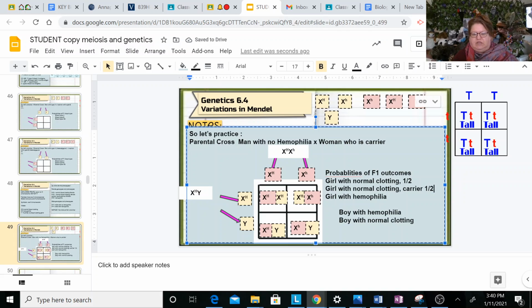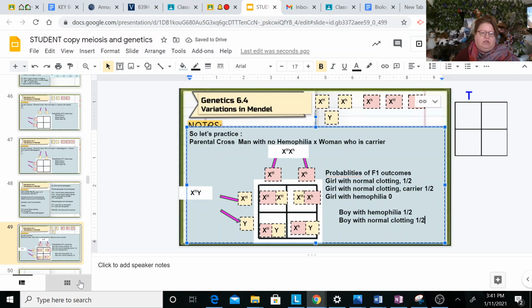Because remember, there are only 2 possibilities for girls. There are no girls with hemophilia. Again, remember how that has to happen. The dad has to carry an X with it, and then the mom has to be a carrier. Now let's take a look at the boys. Remember, there's only 2 possible boys here. And in this case, we do have one boy with hemophilia. Remember, little h would be hemophilia. And then we have one boy with normal clotting. So 1 out of 2.